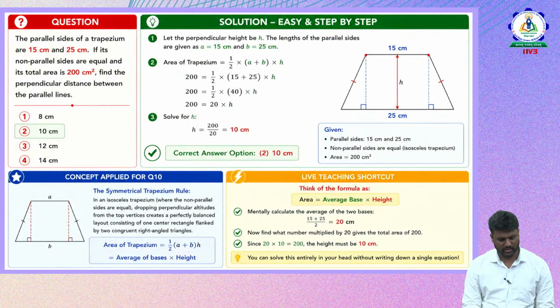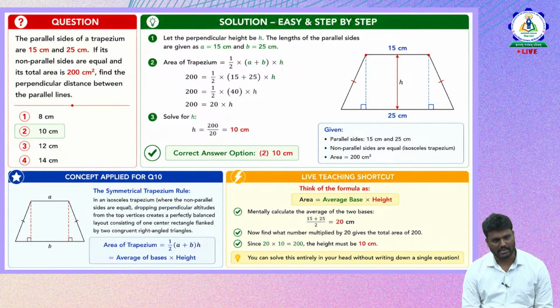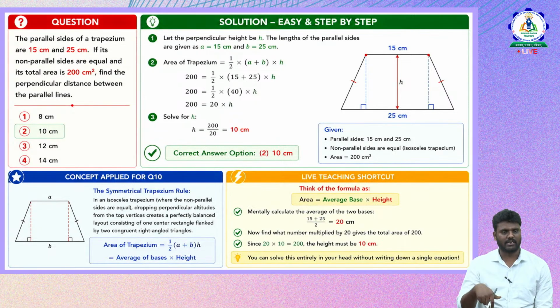Now the next question is, the parallel sides of a trapezium are 15 centimeter and 25 centimeter. If its non-parallel sides are equal and its total area is 200 centimeter square, find the perpendicular distance between the parallel lines. We need to identify the perpendicular distance, that means the altitude.